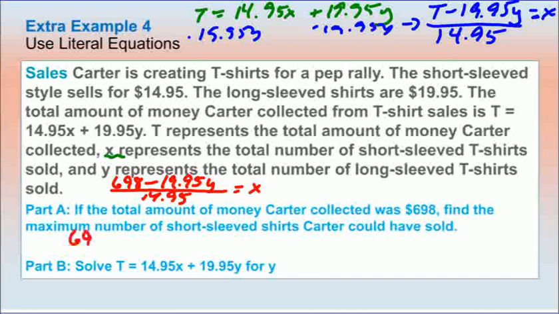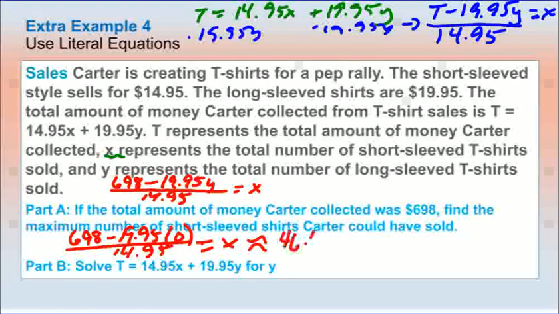So if I have 698 minus 19.95 times 0, divide that by 14.95, that will give us the number of short sleeve. If I put that in my calculator, I get roughly 46.68. Now I can't buy part of a t-shirt, so the most I could get would be 46 shirts.